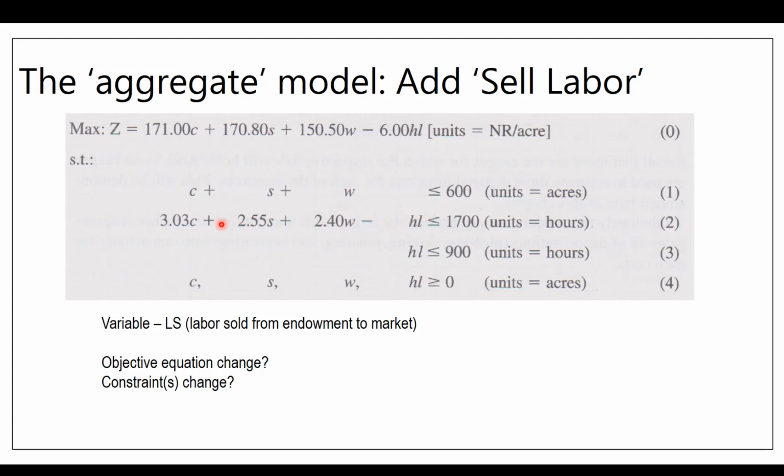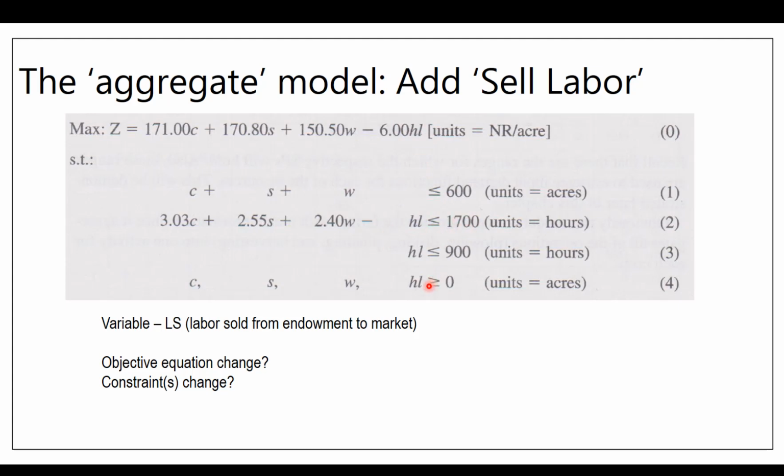How do we change the constraints? Well, when we sell our labor to the market, it draws just the same as if we're selling our labor to the corn activity. So when the corn activity is 1 unit, that means it draws 3.03 away from the total. When we produce an acre of soybeans, it draws 2.55 from the total. When we sell a unit of labor to the market, it draws 1 unit away from this total. And so that's the constraint we need.